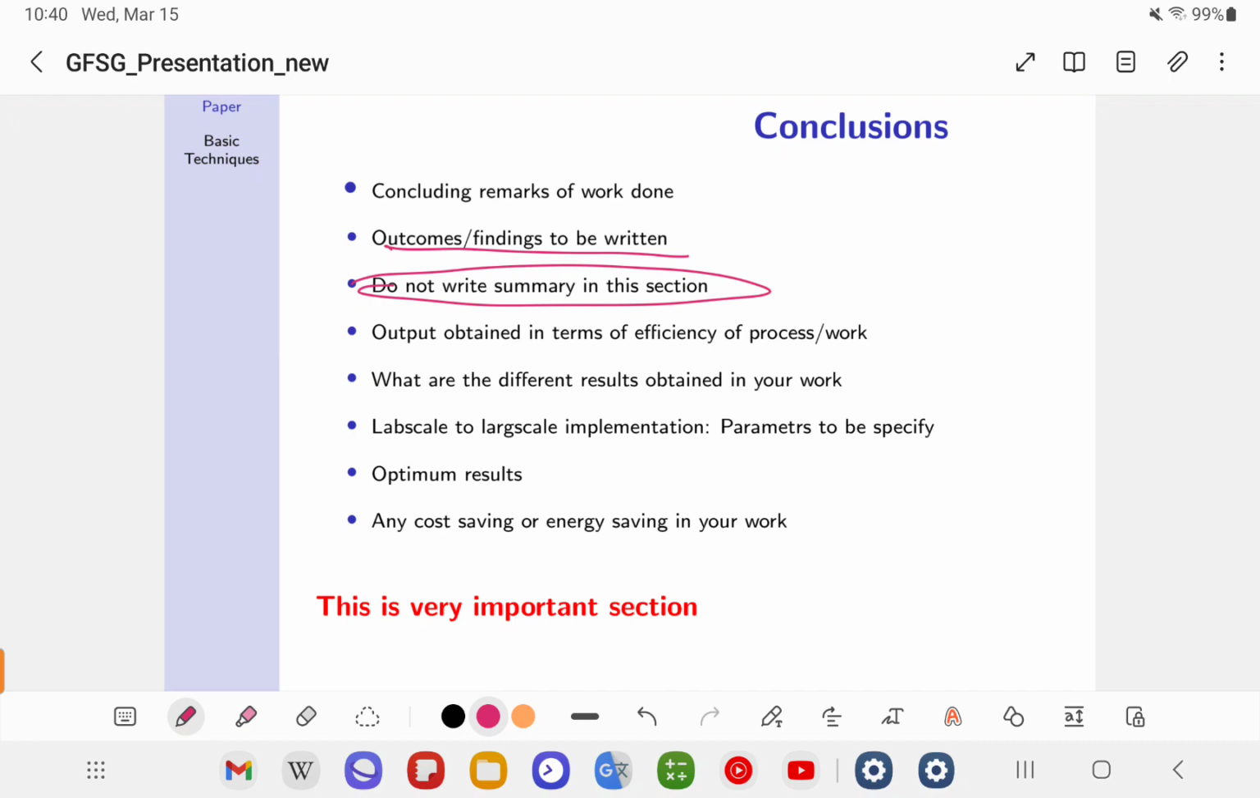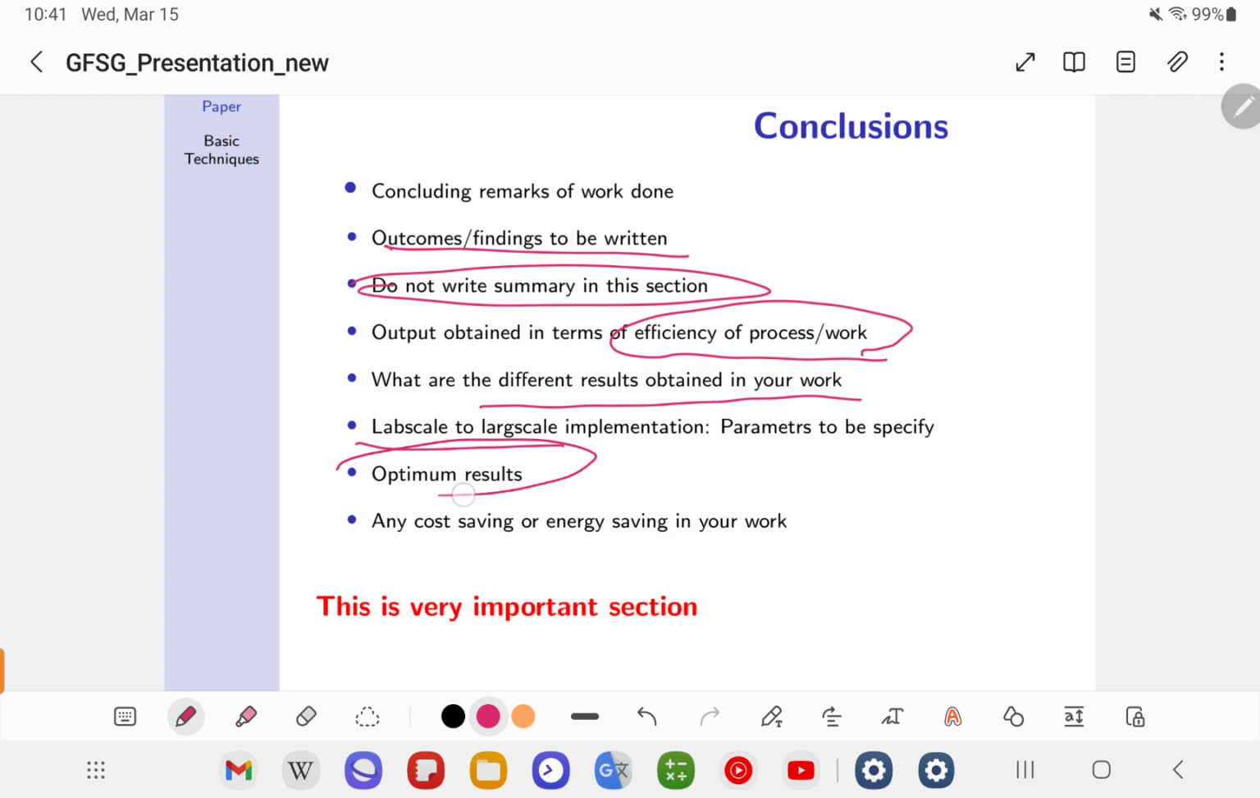You have to mention the output obtained in terms of efficiency of the process or the work. Is there any intensification? Is there any improvement as compared to other systems? Yes, you have to mention that. What are the different results obtained in your work? Is there any implementation from lab to large scale? Usually in chemical papers or research papers, lab scale to large scale implementation is very important.